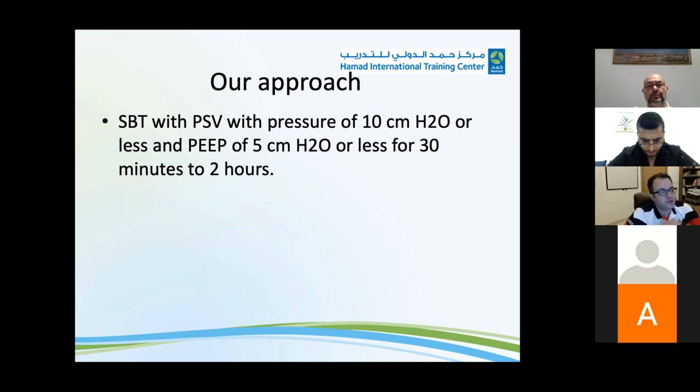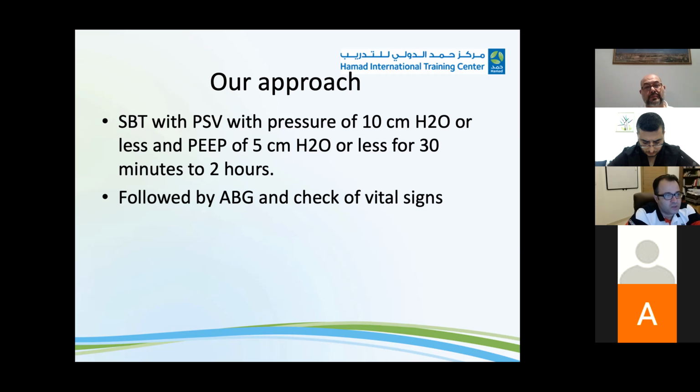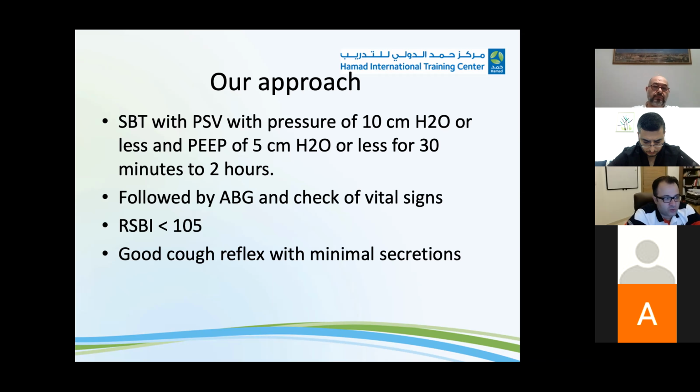So what we do is, for a spontaneous breathing trial, we use pressure support with pressure of 10 or less and PEEP of 5 for 30 minutes to 2 hours. And then we do a blood gas, ABG, and check the vital signs. As I said, make sure the rapid shallow breathing index is less than 100. And if the patient passes the spontaneous breathing trial for half an hour to 2 hours, make sure they have a good gag reflex, cough reflex with minimal secretion.